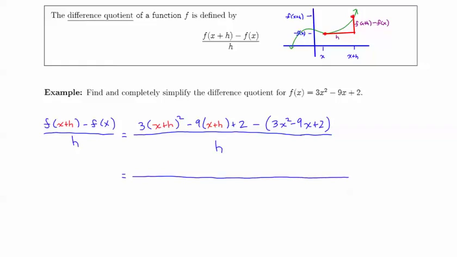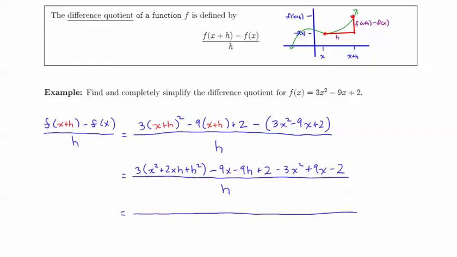As we look at this expression, 3 times the quantity x plus h squared, we're going to need to FOIL that expression, x plus h squared. So we'll have 3 times x squared plus 2xh plus h squared, minus 9x minus 9h plus 2. And then remember that we're subtracting the entire expression f of x. So we'll have minus 3x squared plus 9x and then minus 2. Again, that's all divided by h. In our next step, we'll distribute that 3, and then in our second to last step, we'll combine any of those like terms.